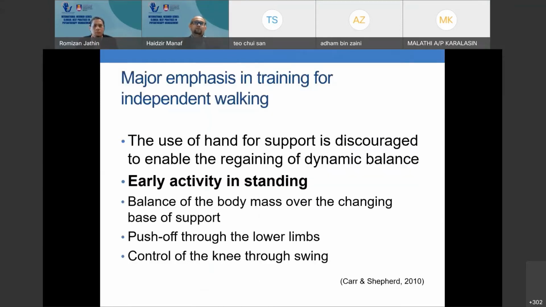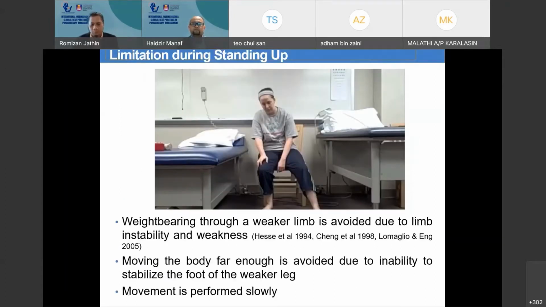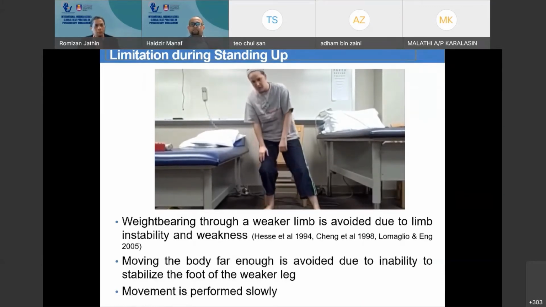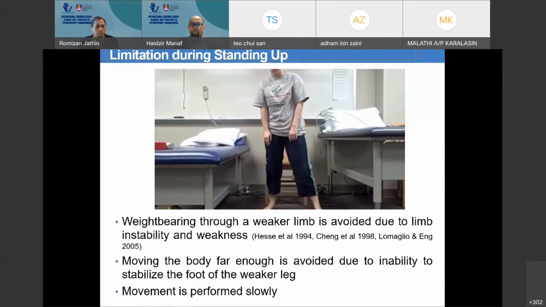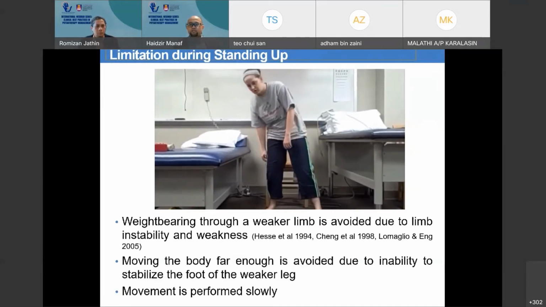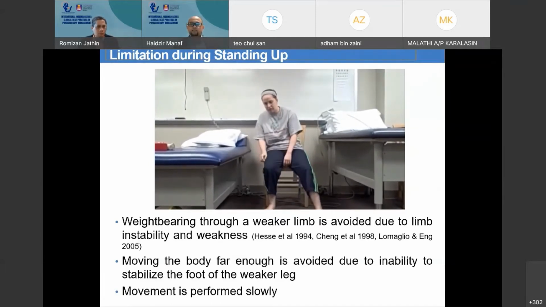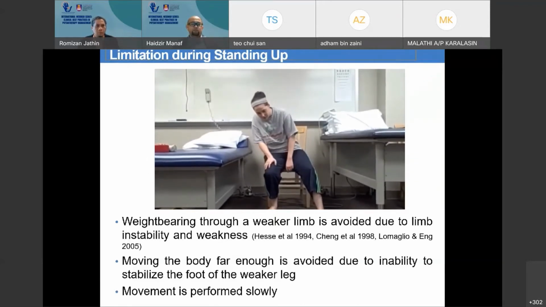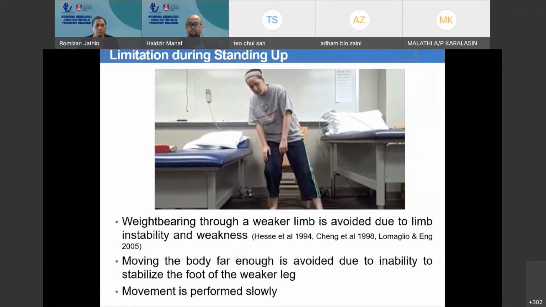So number 2 will be the early activity in standing. This is the video that I can share with you. I got the video from YouTube. What you can see from the analysis is that weight bearing through the weaker limb is avoided, and the patient puts so much effort on the good side due to limb instability and weakness.